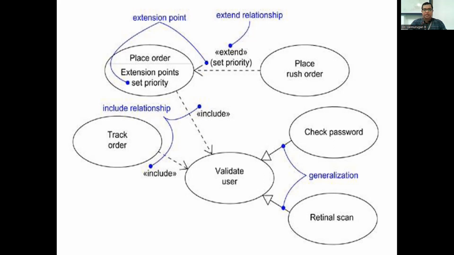Once a user is going to place the order, the system checks whether he is a legitimate user of that particular platform or portal. So that also needs to be included. As well, while we are tracking the order, we need to check whether the person is a validated user. That is also being done over here. So these two things are added while placing the order and tracking the order, which we include as another use case called validate user.